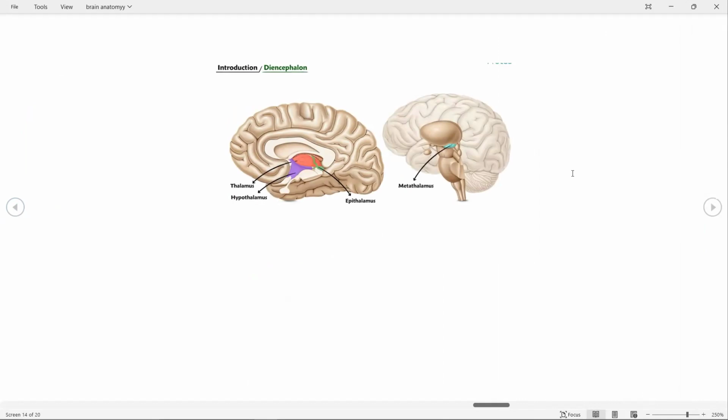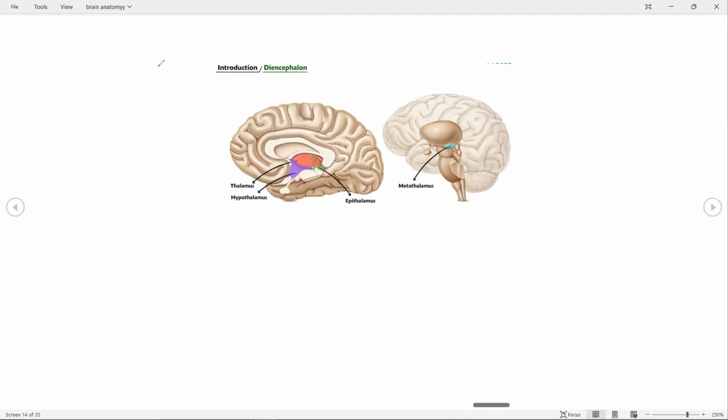all the thalamus structures. This is the thalamus, this part is the hypothalamus, this is the epithalamus right here, and this one's the metathalamus. Now you can see we call this part forebrain, this is hindbrain, this is the midbrain. So somewhere in the middle we have all these thalamus structures, which we call the diencephalon.